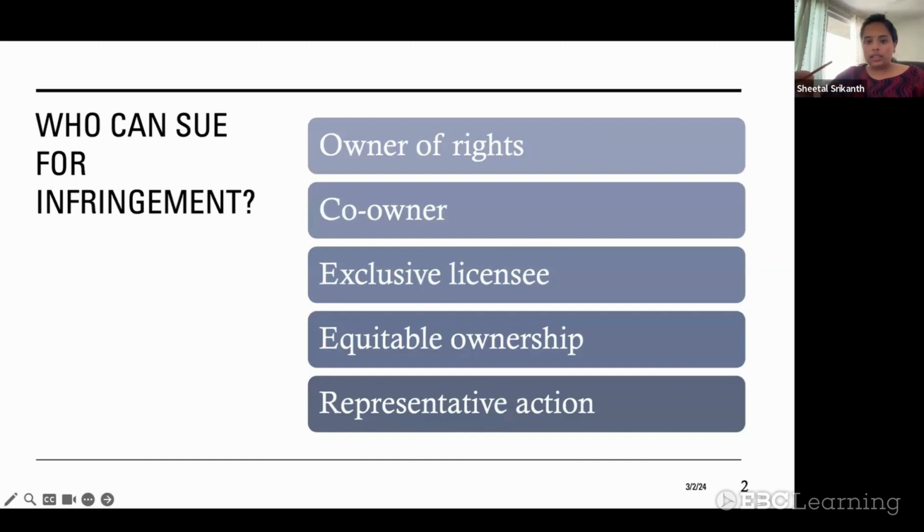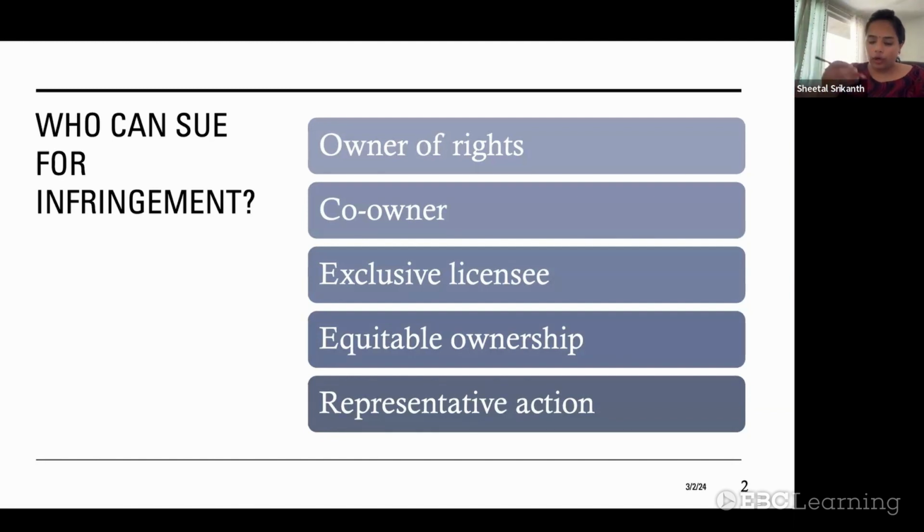The last kind of right to sue that occurs in intellectual property law is the right to bring representative action. So representative action can be brought when a person files a suit in a representative capacity for a class of persons. So for example, in the Copyright Act, we have copyright societies that are formed, which act in a representative capacity for all owners of certain types of copyrights.